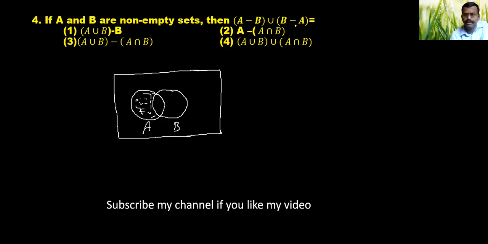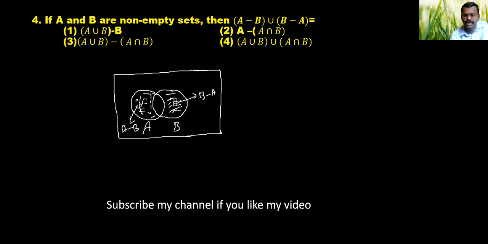Okay, union B minus A. What is B minus A? So take the B set and remove the A. This shaded part is B minus A. So that means this is B minus A and this is A minus B. Union of these two. Union of these two means what? This part and this part.